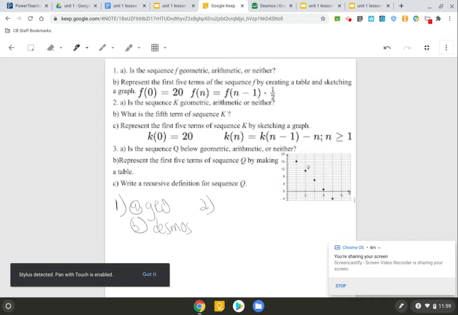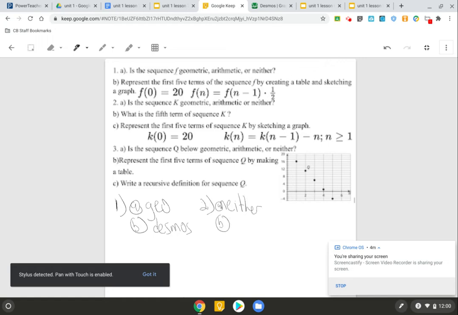N is the term number. If I want to find term 1, I'm going to subtract 1. If I want to find term 2, I'm going to subtract 2. So the key is I'm not subtracting the same number. Therefore, this is an example of a sequence that is neither. So it's not arithmetic, it's neither.